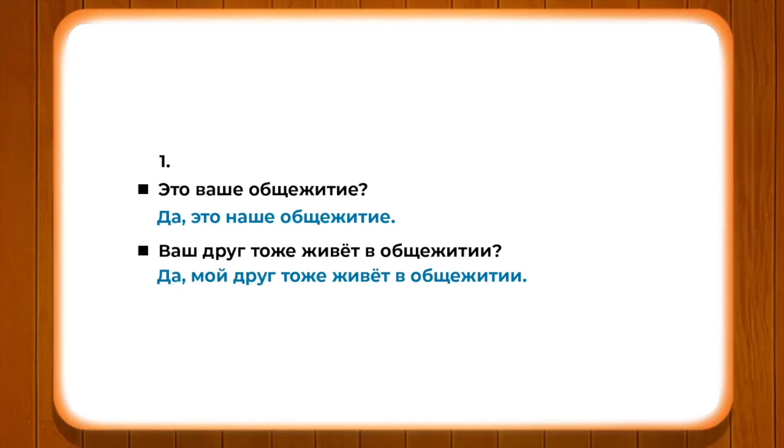So these are the constructions where you will see that we are using the preposition В. That is why when the person is asking a question, Это ваше общежитие? Is this your hostel? Then I'm answering, Да, это наше общежитие. Yes, this is our hostel.